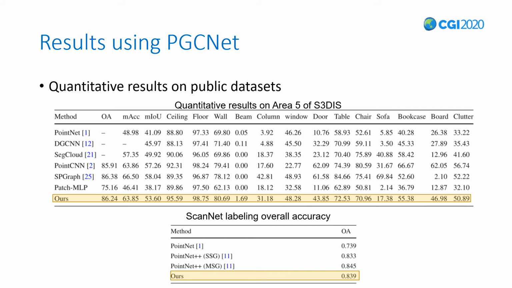The second table shows labeling accuracy results on ScanNet. The rich labeling of ScanNet makes semantic segmentation more challenging. Using patch representation, our framework can successfully segment major layout structures and main indoor objects. Our proposed framework outperforms PointNet and achieves similar overall accuracy as PointNet++.